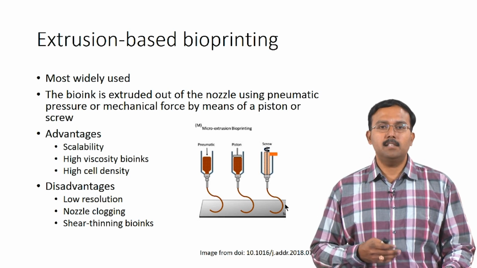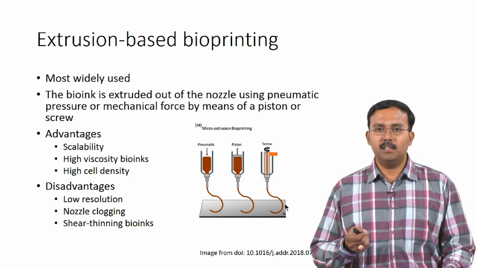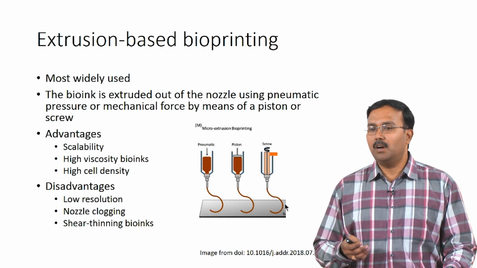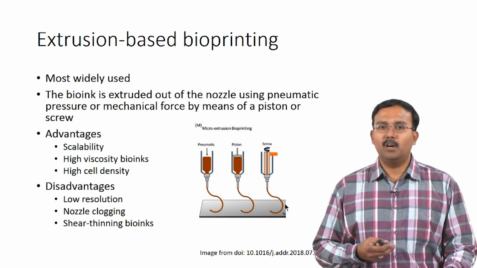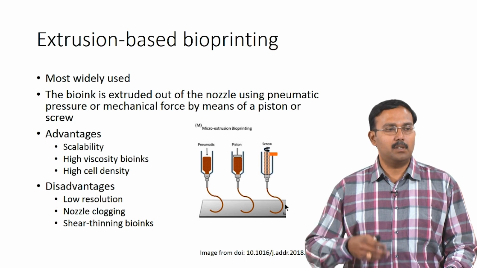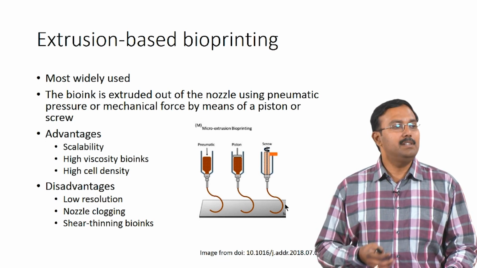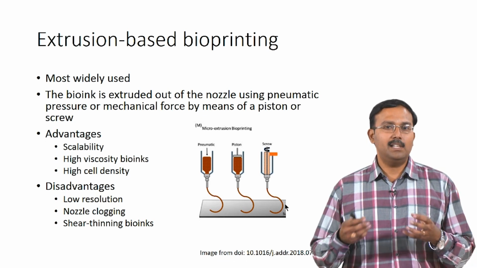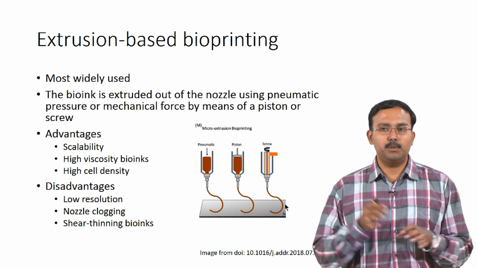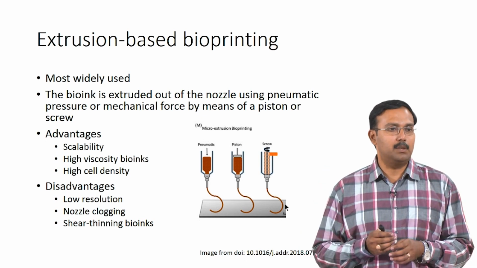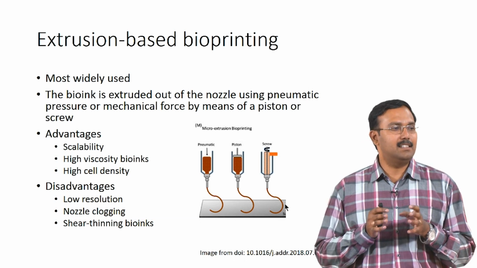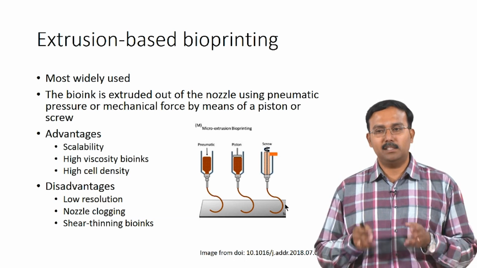The disadvantage is it has very low resolution. If you go with very thin nozzles, then your clogging is going to become very rampant. So, you would want to use something of a certain diameter to avoid nozzle clogging. Otherwise nozzle clogging becomes a problem, and you need the ink to be shear thinning, because when you are using highly viscous things and you are trying to push it, you would need a lot of energy to push it out, which will cause a lot of shear to the cells. So, if the ink is shear thinning, then the stress will not affect the cells as much.